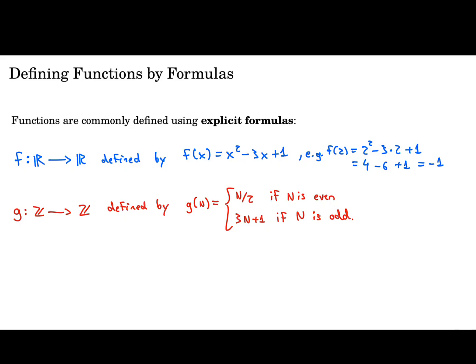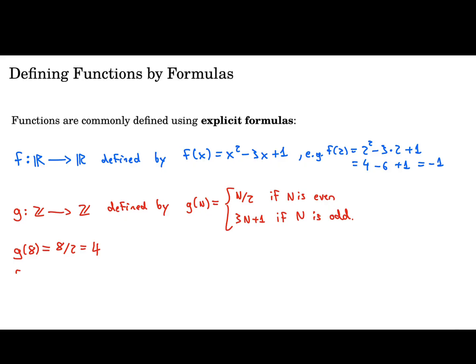And the output, 3 times n plus 1, is always going to be an integer, so that's not an issue. But dividing by 2 might be. If you take the integer 3 and divide it by 2, that's not an integer, so that would be a problem. But here, every even number you can divide by 2 and you'll get an integer, so there are no issues. So for example, if you do g of 8, since 8 is even, this will be 8 over 2 equal to 4. So g of 8 is equal to 4.